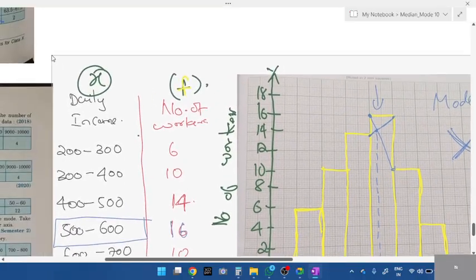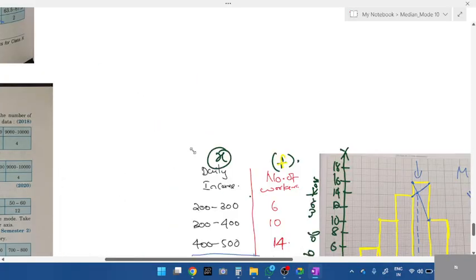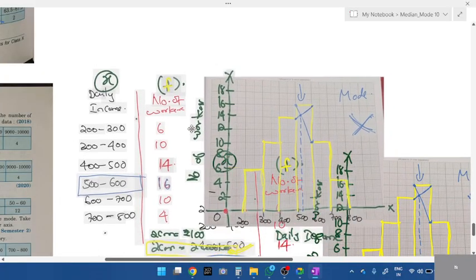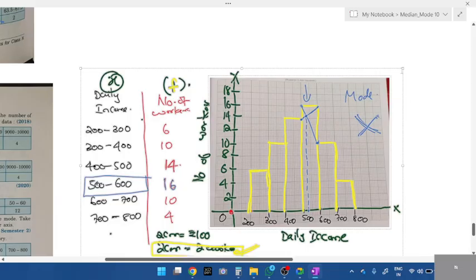That's it. Mode concept is done. Use the same concept. They have given around 10 questions. You solve any 4 or 5 questions. That is enough. No need to solve all the questions.